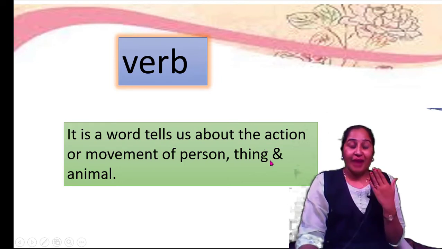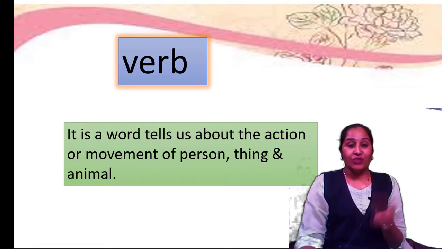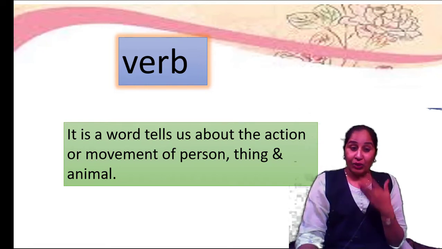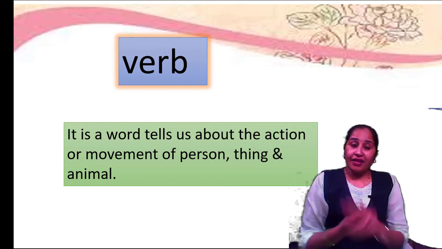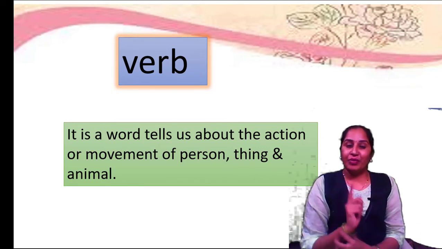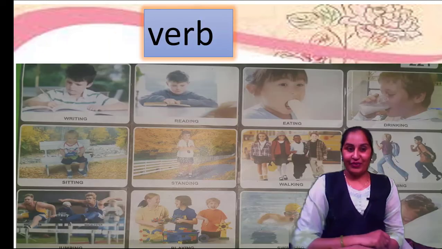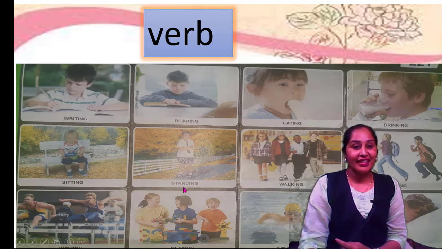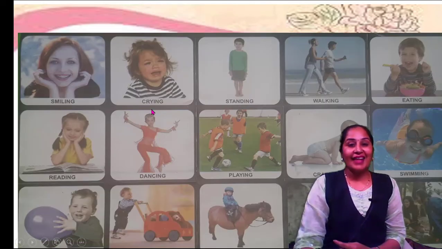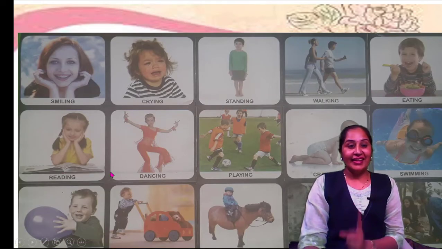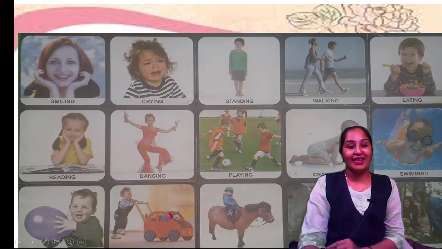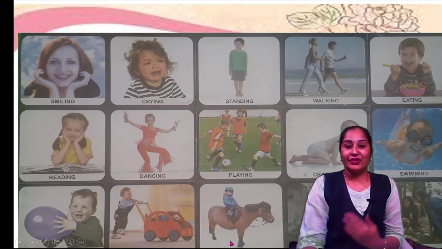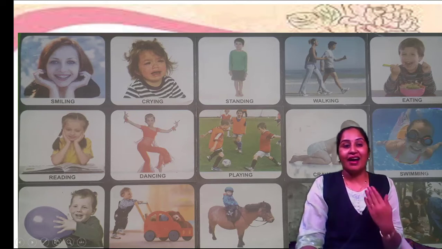For example, there are primary verbs and secondary verbs: am, is, are, do, was, were, being, appear, feel, grow, turn, grew, get, remain, stay. These are verbs. Before learning what we mean by a verb, please observe this picture carefully. In these pictures, we see writing, reading, eating, drinking, sitting, standing, walking, running, jumping, playing, swimming, sleeping, smiling, crying, dancing, crawling, throwing, pushing, riding, climbing, cooking. With the help of these words we know these are action verbs.